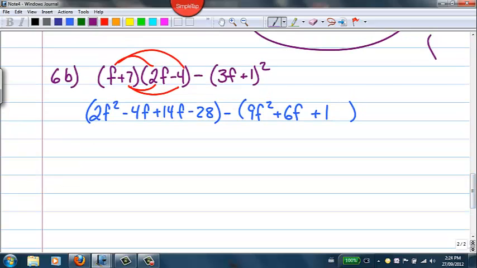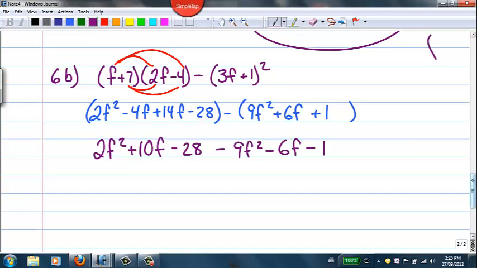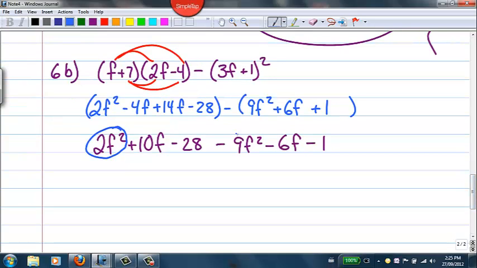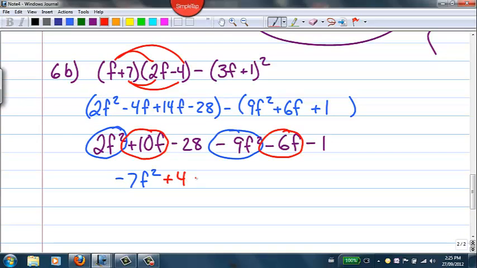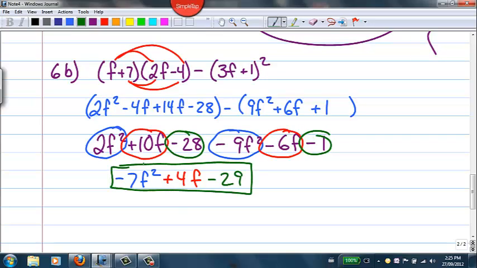That negative sign, the subtraction of the polynomial, affects everything inside the brackets. So 2f squared minus 10f, here I simplified a little bit, minus 28, and then carefully, minus 9f squared minus 6f minus 1. Combine the like terms, 2f squared minus 9f. Notice that I circle the signs in front of each term.